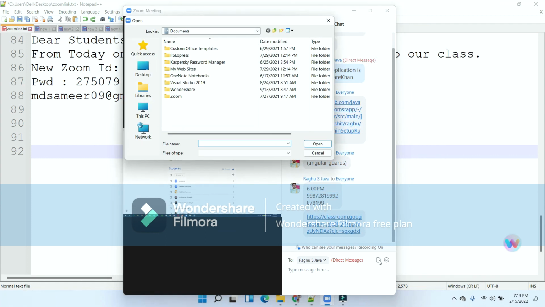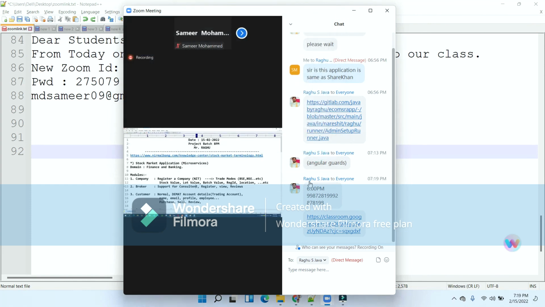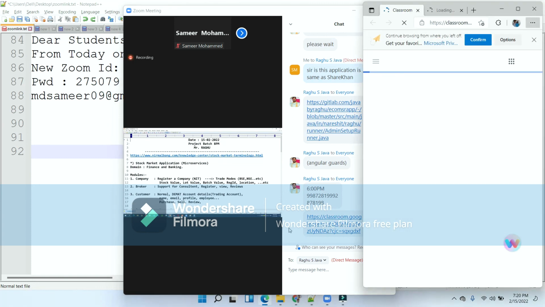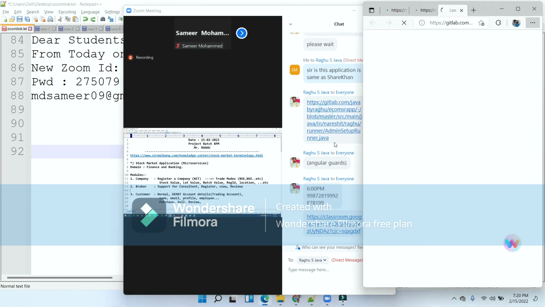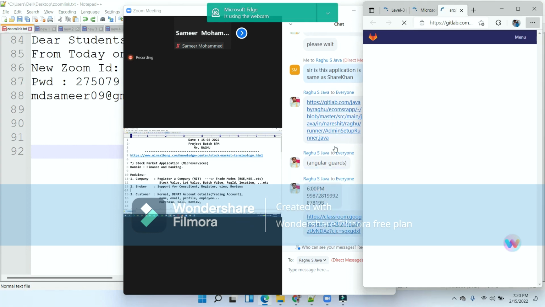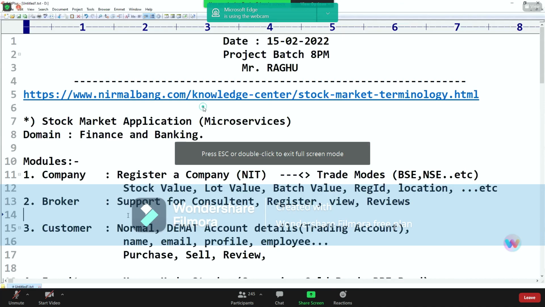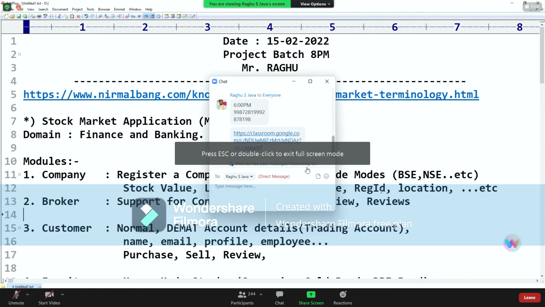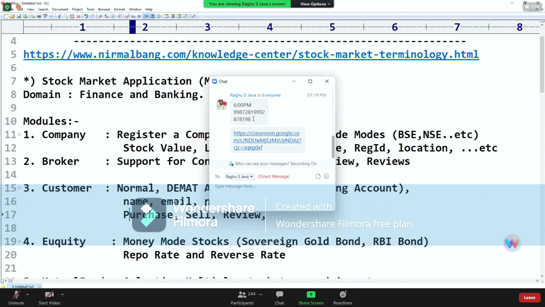So tomorrow onwards, please attend by 8 p.m. I'll be taking class up to 9:15 or 9:20, based on the concepts. And one more thing, you should work on a similar model. Please remember, I cannot give everything. Company and broker are similar; you should do the card operations. Some work you have to do, remember that. Continuation, we'll see in tomorrow's class. Thank you.